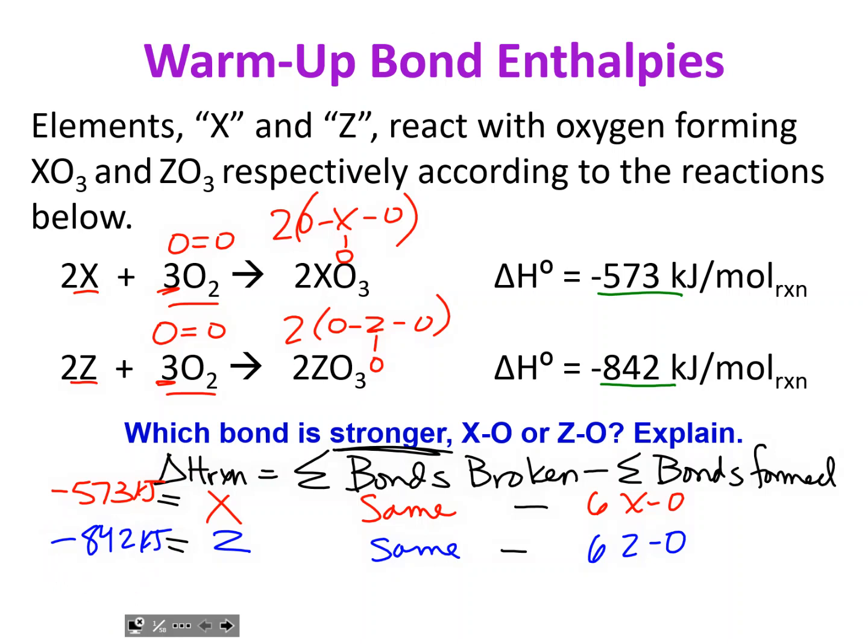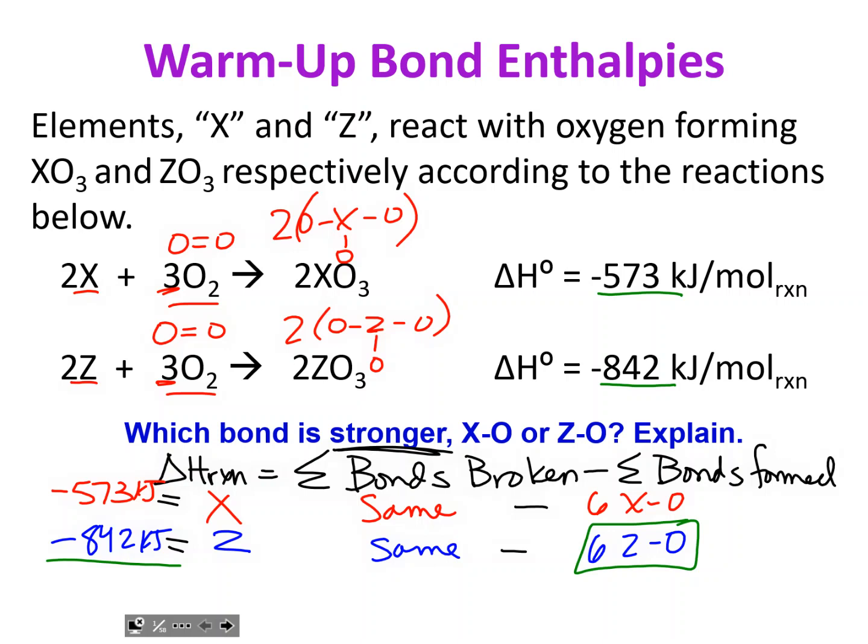Just based off of the equation, the way that this is going to work, if this is the same, this number has to be much larger to generate negative 842. It has to be a much larger energy for bonds formed here. So these bond enthalpies have to be larger. The Z to O has to be much larger to release more energy ultimately, based off of this equation. So that general construct is using it to your advantage to figure out the calculations.